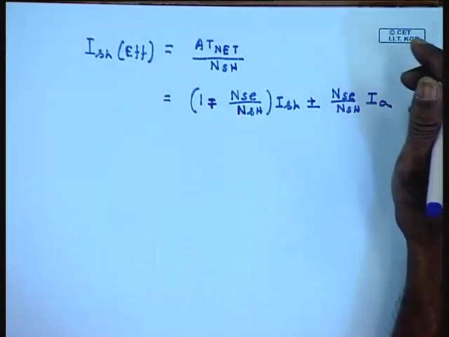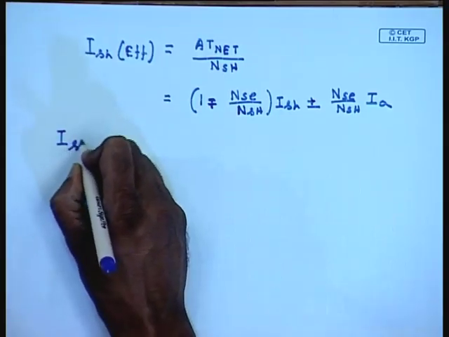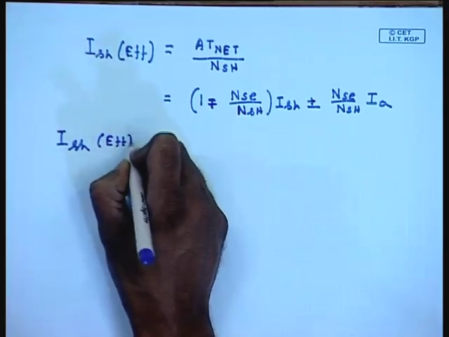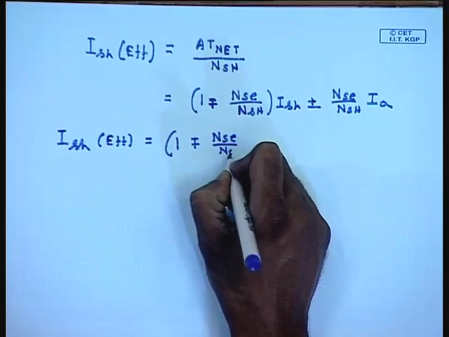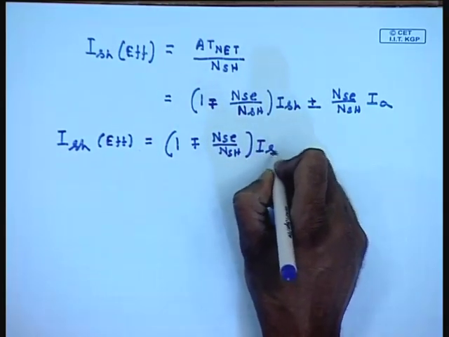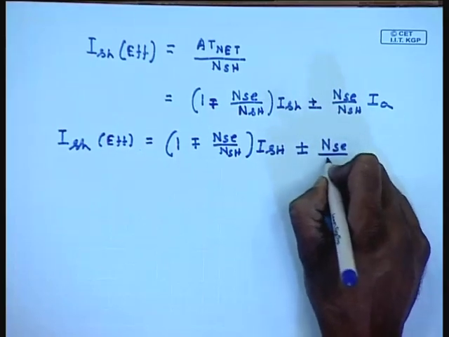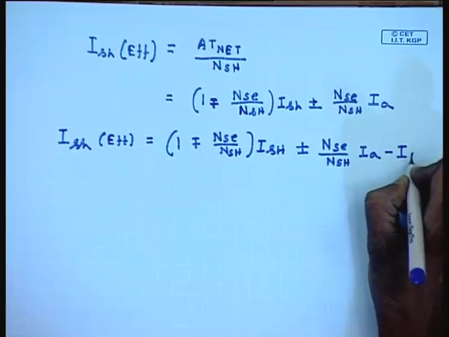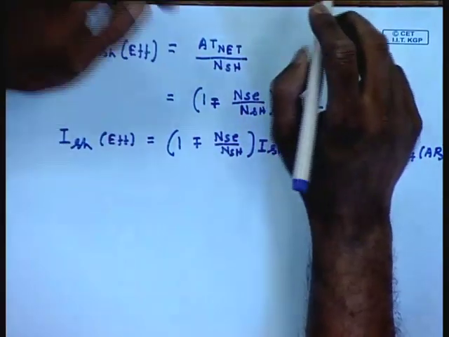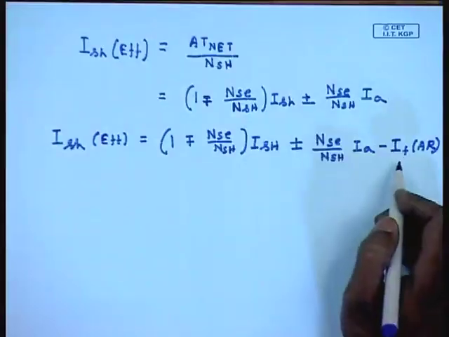Of course, we can also take the effect of armature reaction, in which case ISH effective will be equal to 1... Normally, the armature reaction flux is expressed as an equivalent field current, which is represented by IFAR.